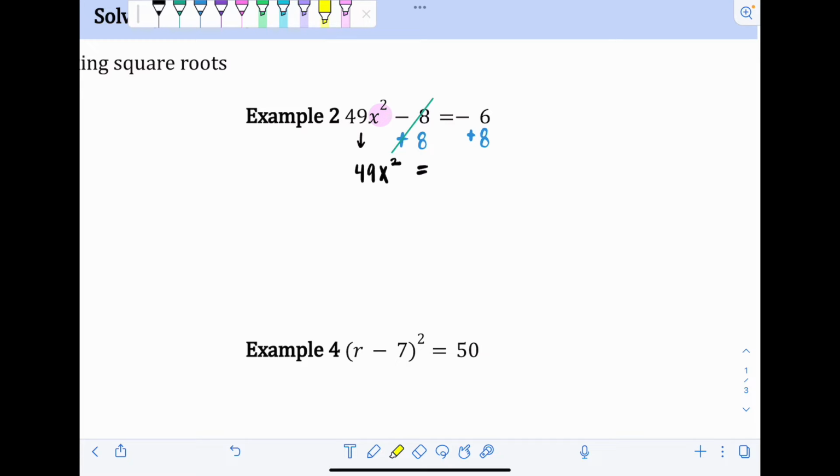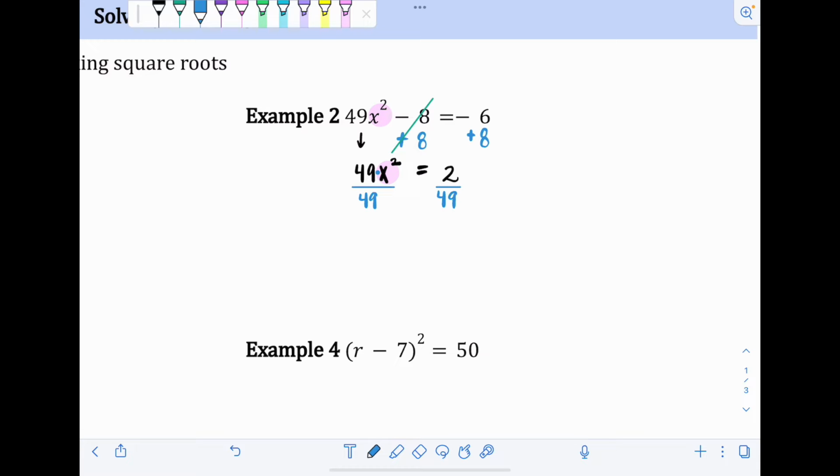Bring down the equal sign. And then negative 6 plus 8. Whenever the signs are different, like one negative, one positive, you subtract the two numbers. So 8 minus 6 is 2, and then you take the sign from the bigger number. 8 was the bigger number and it was a plus, so positive 2. Still trying to get x squared by itself, that 49 is being multiplied by it. So to undo multiplying by 49, I'll divide by 49.